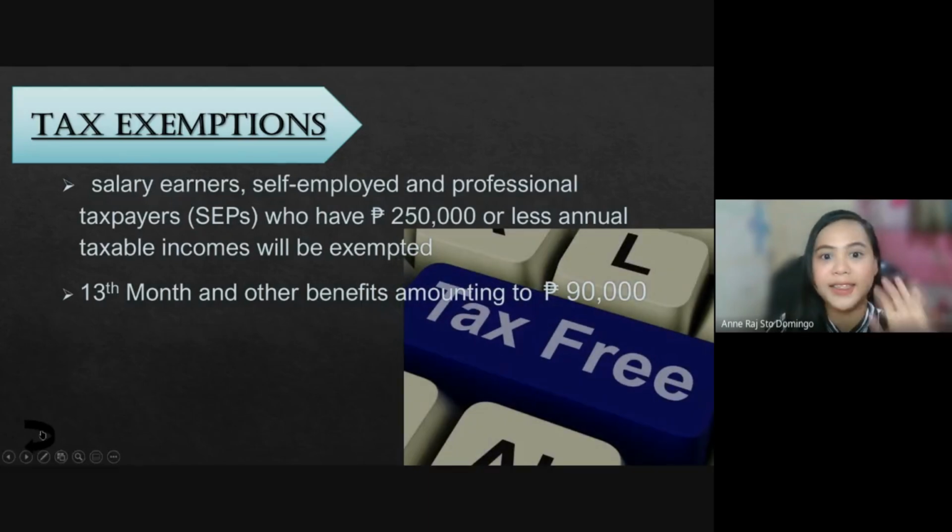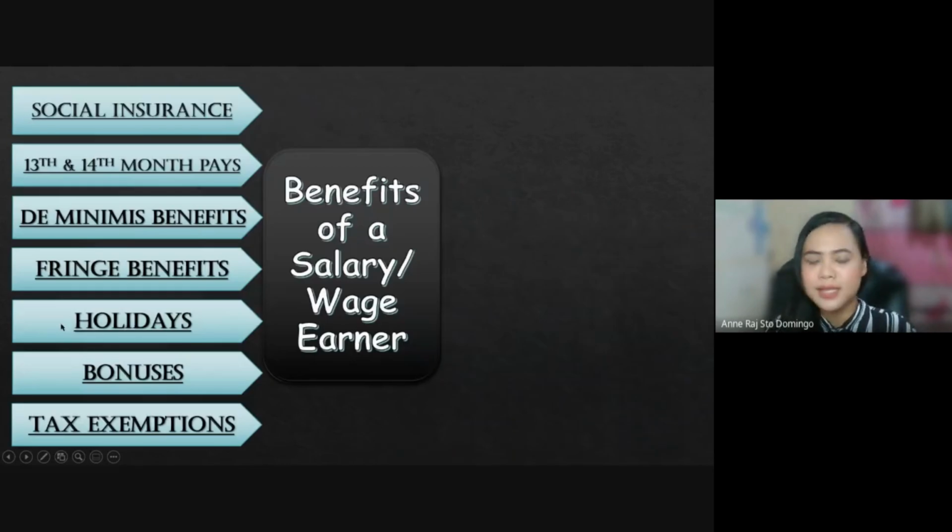So, they are tax-free. So, other than these benefits, we also have leaves.